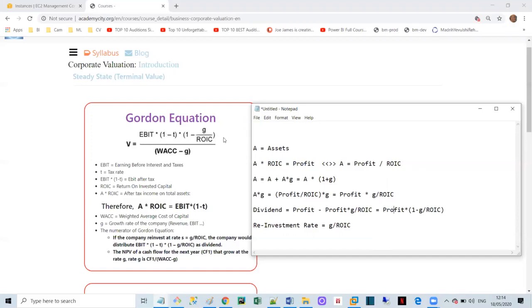So that's explaining the numerator. We explained the denominator. Put those together, you're getting the golden equation without diving into too much mathematical proof. That's a clean way of understanding it.